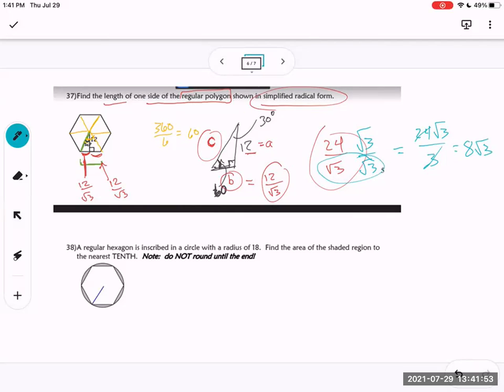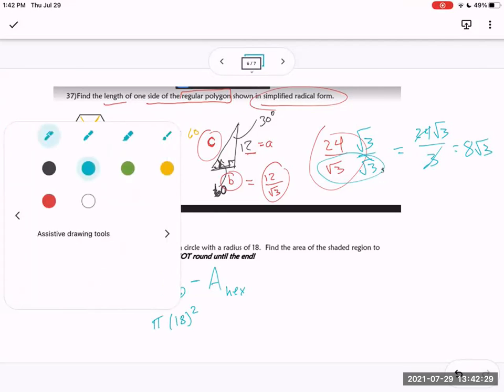All right, so number 38, a regular hexagon is inscribed in a circle with a radius of 18. Find the area of the shaded region to the nearest 10th. Okay, so the area of the shaded region is, I'm going to have to take the area of the circle and subtract the area of the hexagon. So the area of the circle is pretty easy. It's just pi r squared. The area of the hexagon is the trickier part. So I'm going to do this in red.